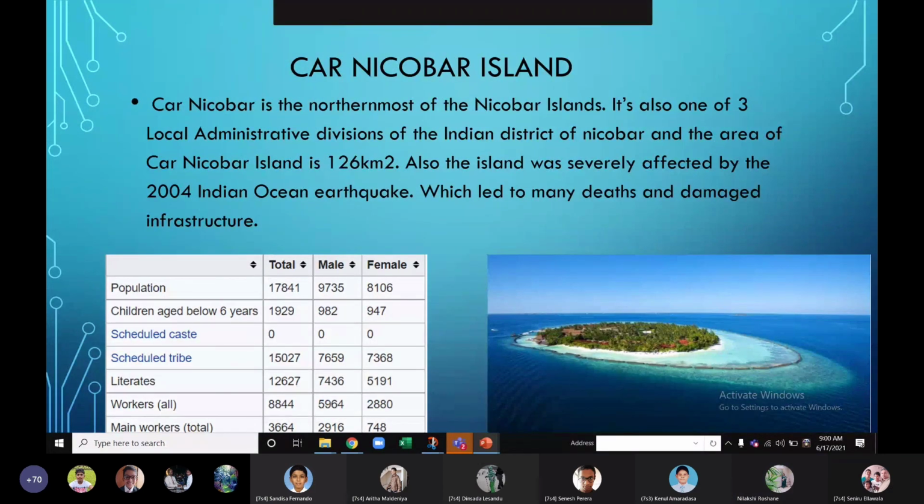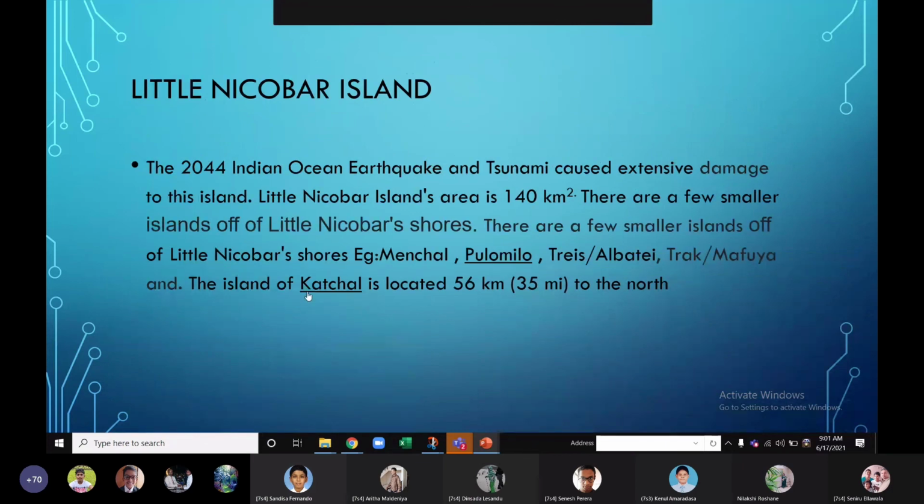Nicobar Island. Nicobar is the northernmost of the Nicobar Islands. It's also one of the 3 local administrative divisions of the Indian district of Nicobar, and the area of Nicobar Island is 126 square kilometers. Also, the island was severely affected by the 2004 Indian Ocean earthquake, which led to many deaths and damaged infrastructure. So you can see here the population of Nicobar Island.